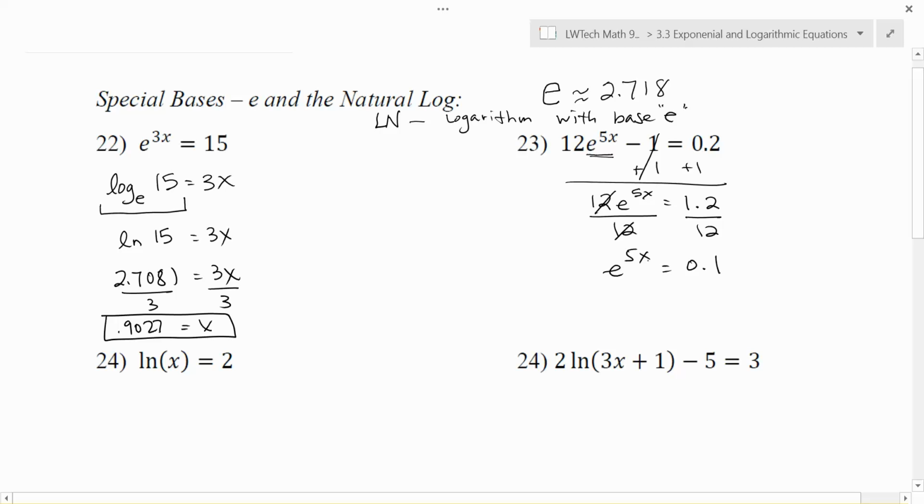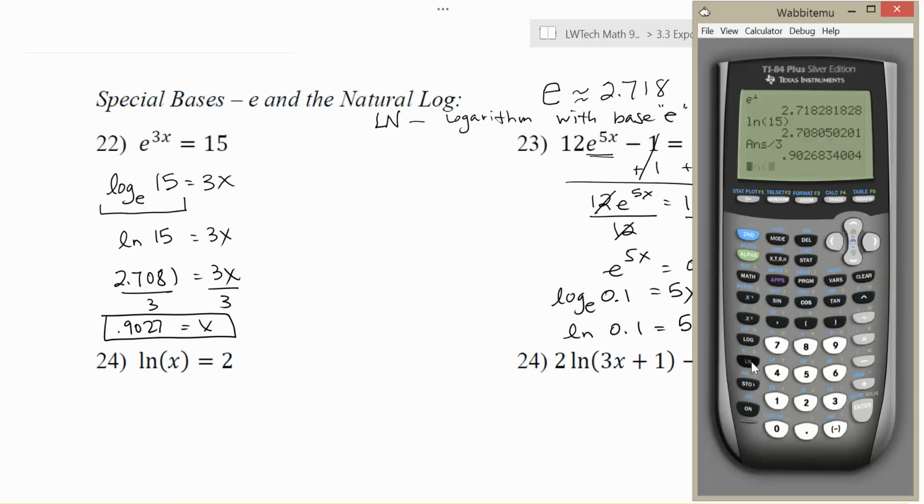In order to get it out of the exponent, I need to change it to logarithmic form. And now that it's just the base and the power here on one side of the equal sign, I can do that. So here I'm going to have log, my base is e, zigzag over to pick up 0.1 is equal to 5x. Recall that log base e is the ln, and so I can find the ln of 0.1 on my calculator.